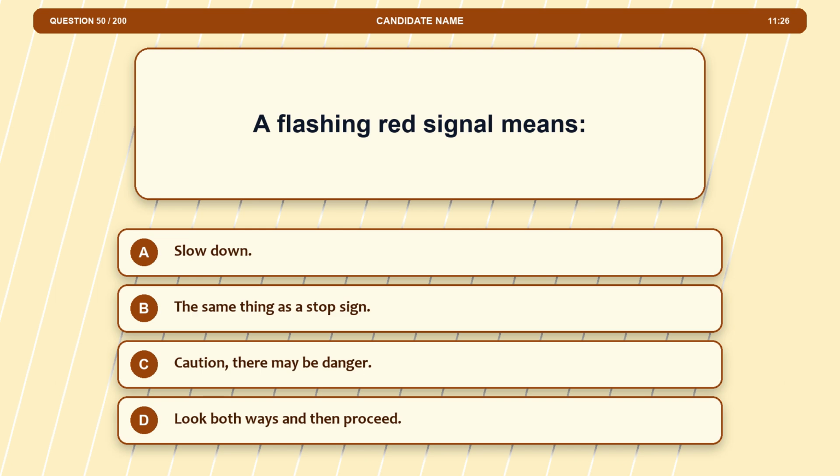Question 50. A flashing red signal means: Option A, slow down. Option B, the same thing as a stop sign. Option C, caution, there may be danger. Option D, look both ways and then proceed.